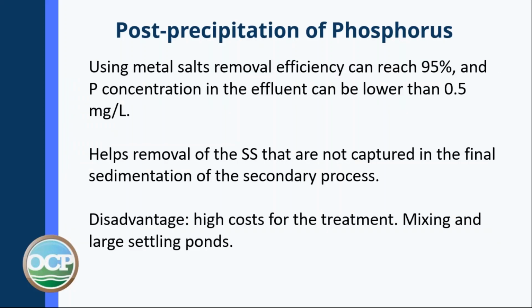Using metal salts, removal efficiency can reach 95%. And phosphorus concentration in the effluent can be lower than 0.5 milligrams per liter. It also helps remove any of the suspended solids that are not captured in the final sedimentation. Disadvantages: high cost for treatment, mixing, and the large settling ponds you need to settle out the sludge.